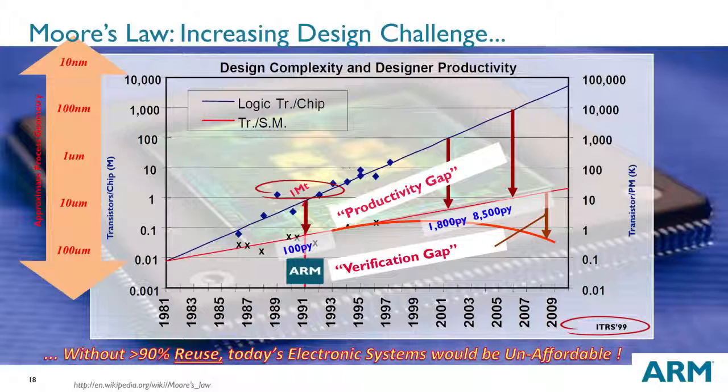So the numbers, therefore, these were the linear extrapolation of the increased design challenge, which was getting out of hand rapidly. And then there was the verification gap, which nobody was thinking about in 1999, but it became a big issue further down the line. It's not just design this thing, it's make sure it is what you expected it to be. So something happened, and the thing that happened was reuse.